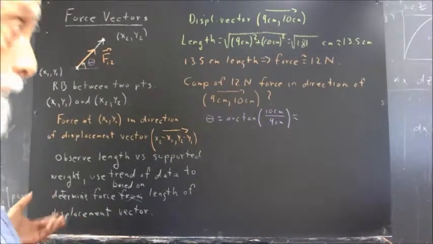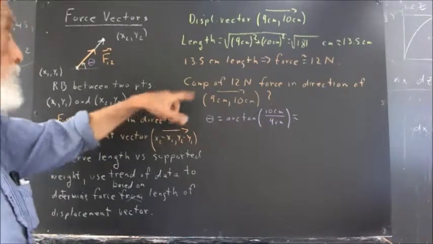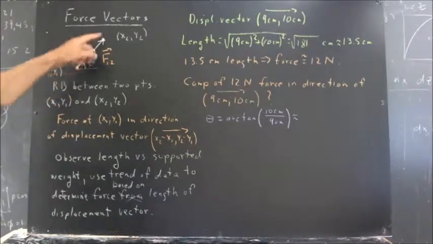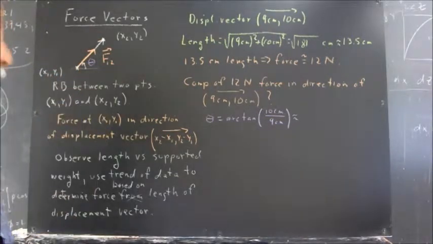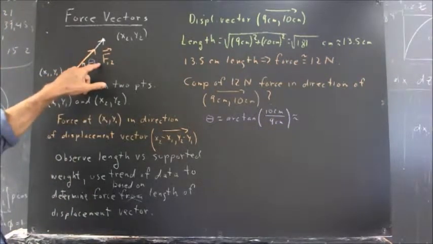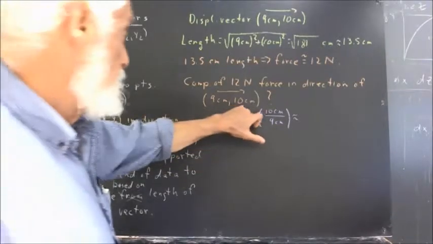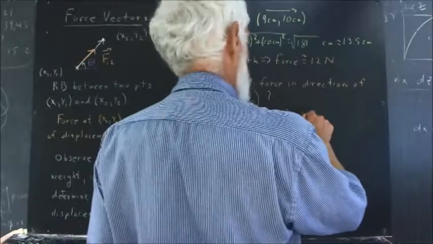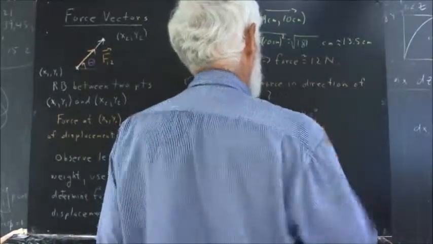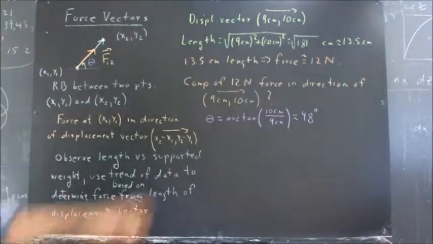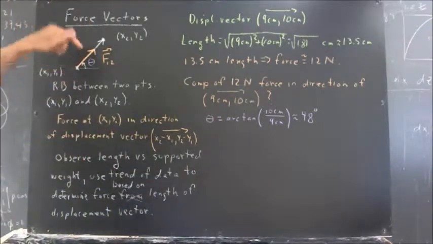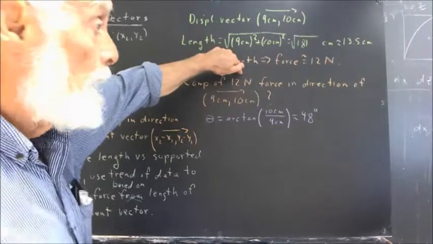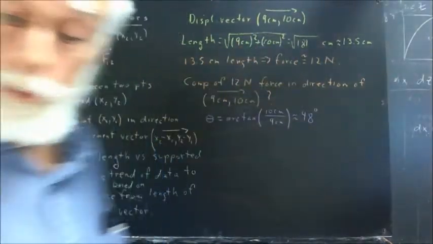Okay, you might or might not have thought of this, but since the force vector is parallel to the displacement vector, it's going to make the same angle with the positive x-axis. So we can easily determine that angle as the arctangent of 10 centimeters over 9 centimeters, and in degrees that comes out very close to 48 degrees. Now we know that the force vector has magnitude of 12 newtons and direction 48 degrees.